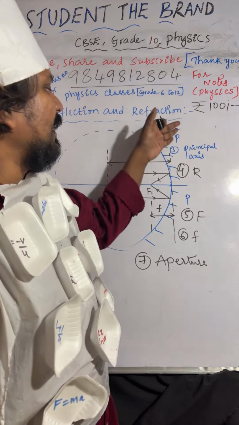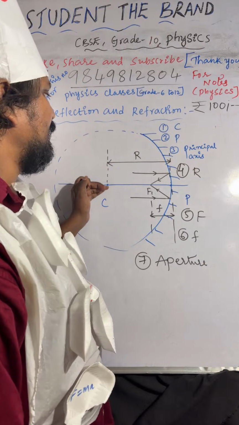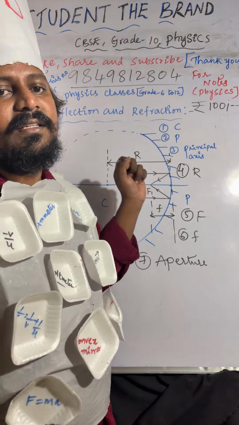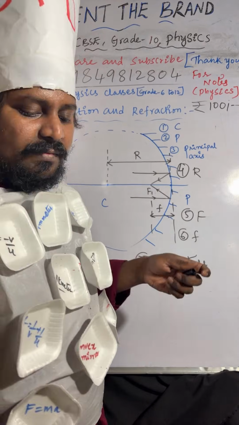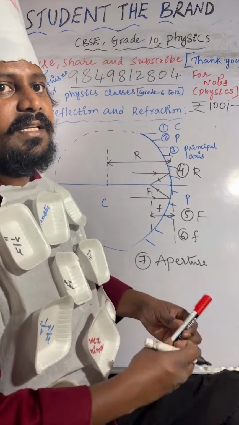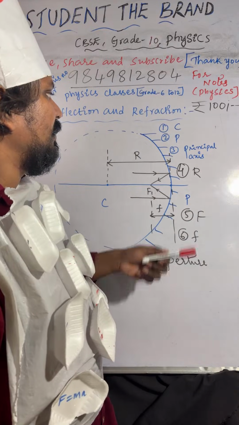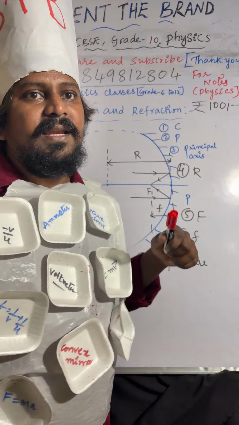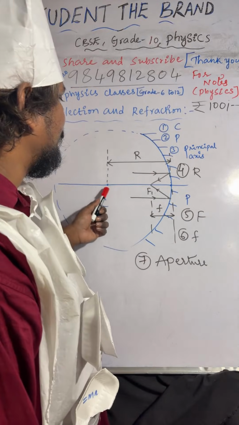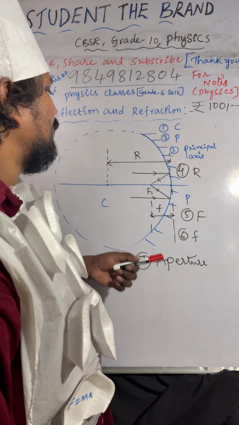Once again, the center of the imaginary sphere of which the mirror is a part is called the center of curvature. The midpoint of the mirror is called the pole. The line joining the center of curvature and the pole is called the principal axis. And the distance between the center of curvature and the pole is called the radius of curvature.